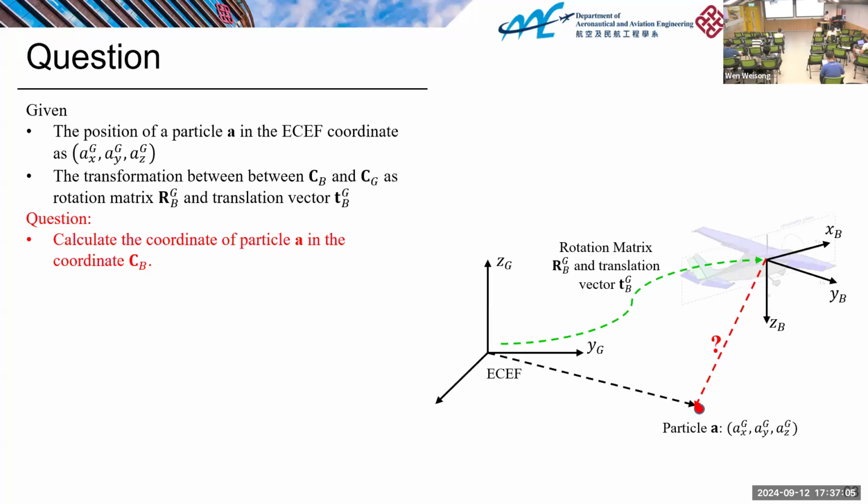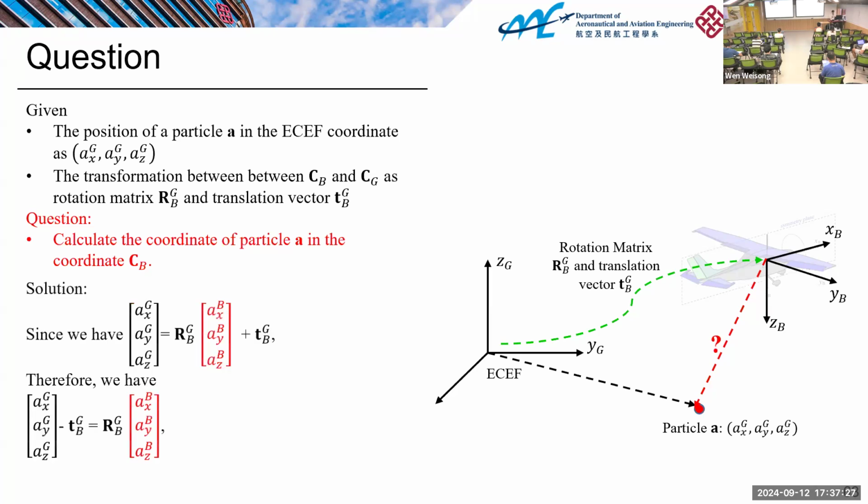Okay, so the question is how to calculate the coordinates of the particle A in the body frame. It means actually it's this point in this coordinate system. What is the position? So this is actually corresponding to this vector. Actually, the position is corresponding to a value of this vector.